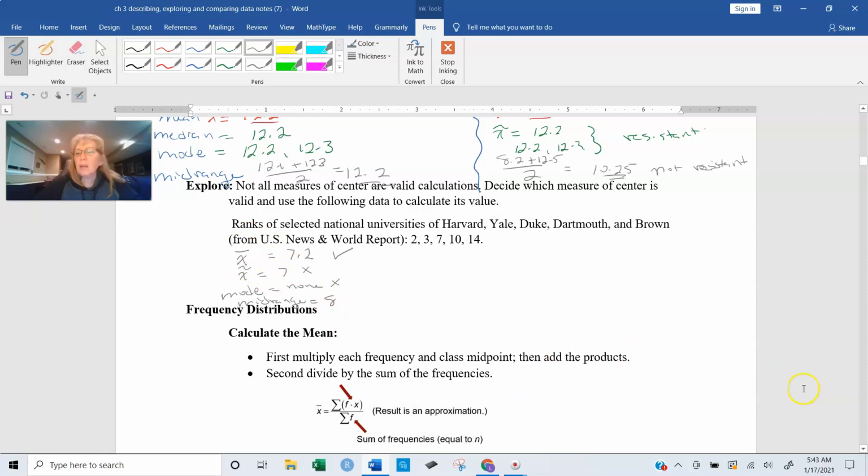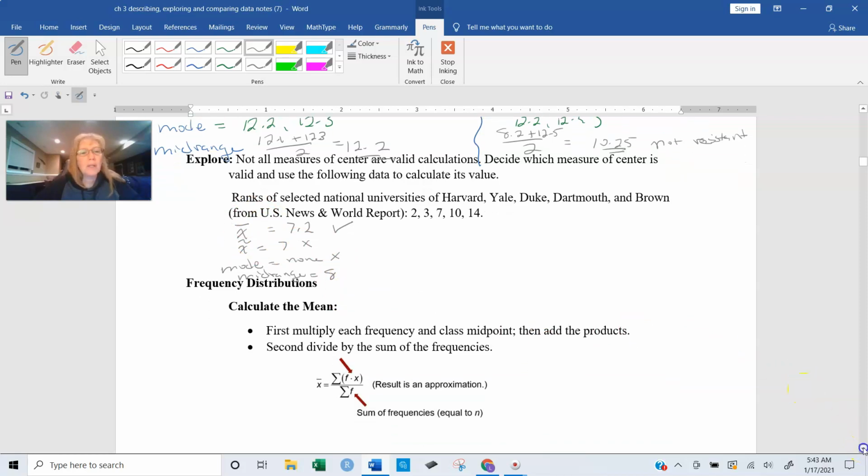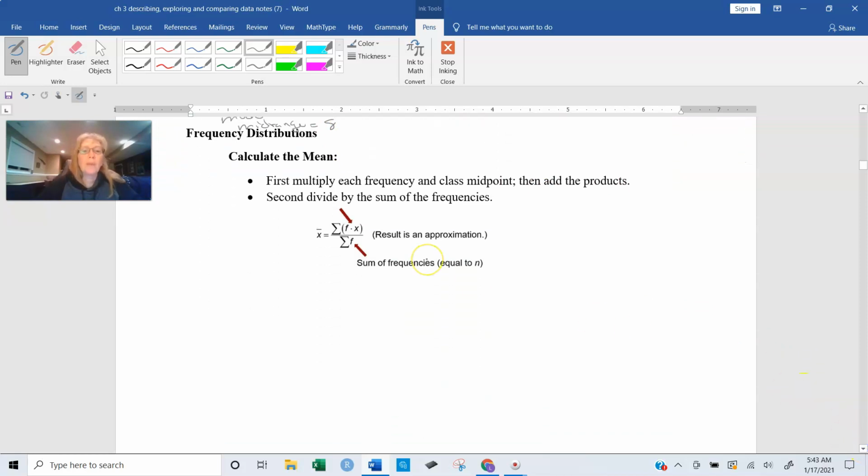Okay, now when we calculate the mean of a frequency distribution, remember those? You have to multiply each frequency by the class and then add the products. And then you divide by the sum of the frequencies. So let's try one of these.